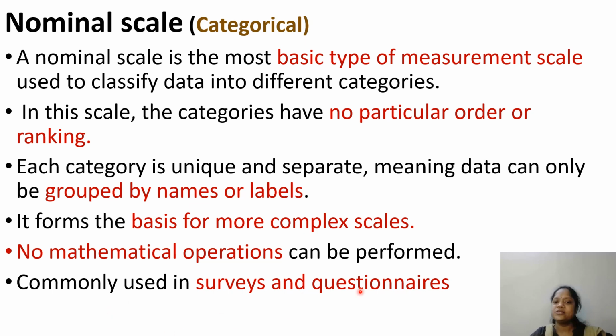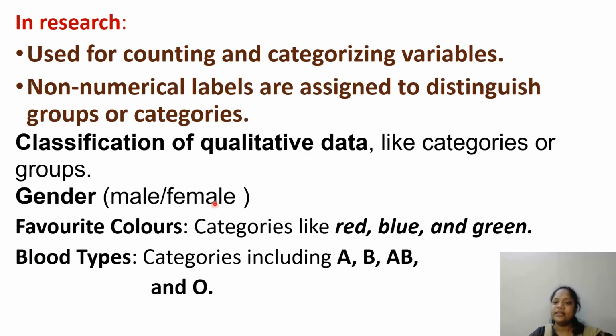It is commonly used in surveys and questionnaires. So in research, how do we use this? It is used for counting and categorizing variables. Non-numerical labels are assigned; numbers we don't use here. It is used for classification of qualitative data. Quantitative data is usually in numbers, but qualitative data we study in depth. Otherwise, some categories like alphabets will come.